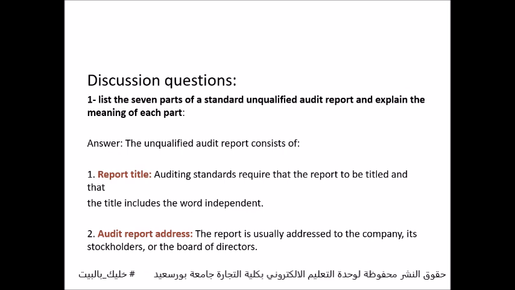The unqualified audit report consists of: Number 1. Report title. The auditing standards require that the report be titled and that the title includes the word independent. So, the report title must include the word independent. Number 2. Audit report address. The report is usually addressed to the company, its stockholders, or the board of directors.